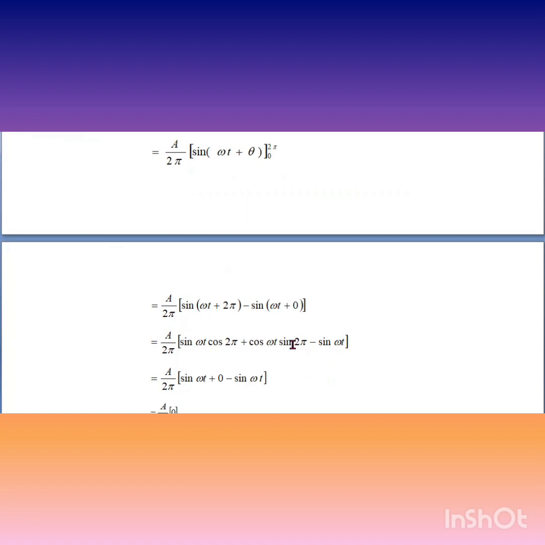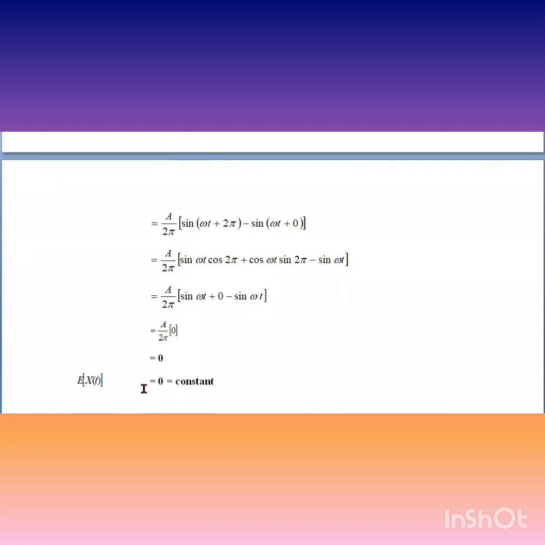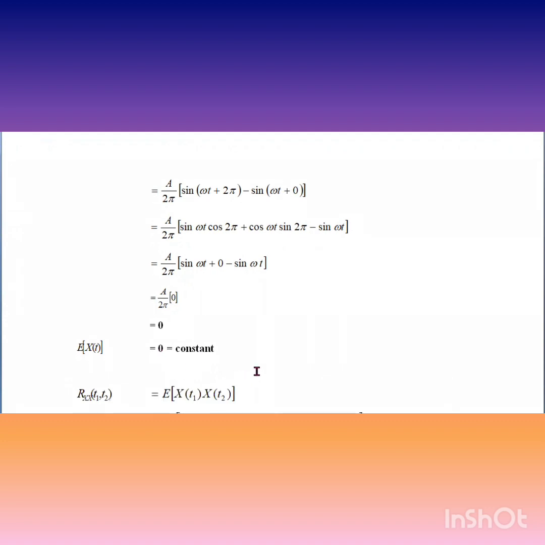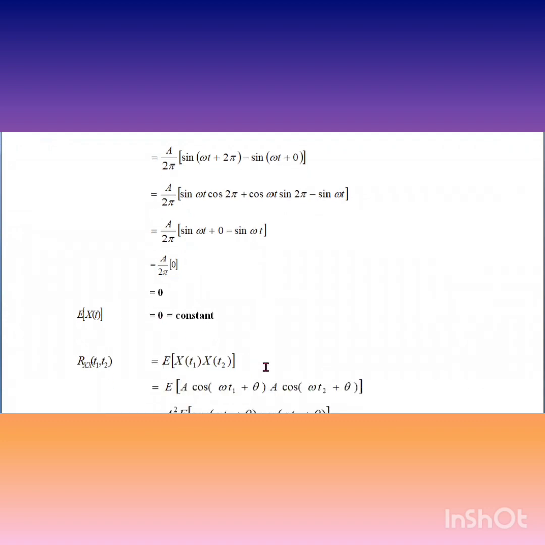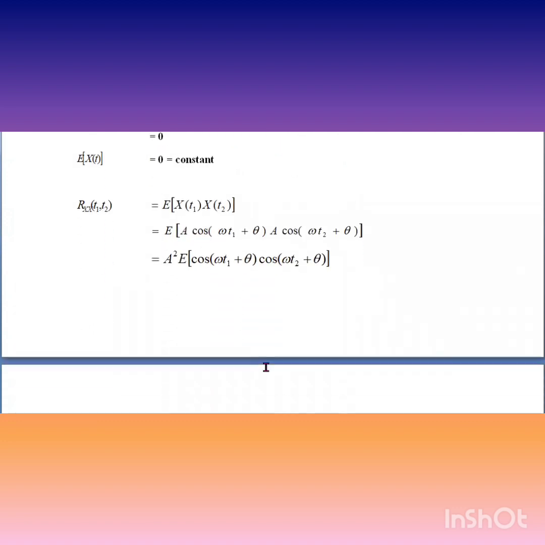So the second term will be 0. The first term, cos 2 pi is 1, 1 into sine omega t, sine omega t. Sine 2 pi is 0, 0 into cos omega t is 0, minus sine omega t. So a divided by 2 pi, sine omega t minus sine omega t will be 0. So expectation of x of t is equal to 0, that is constant. So the first condition is satisfied. So we'll go to the next, second condition.